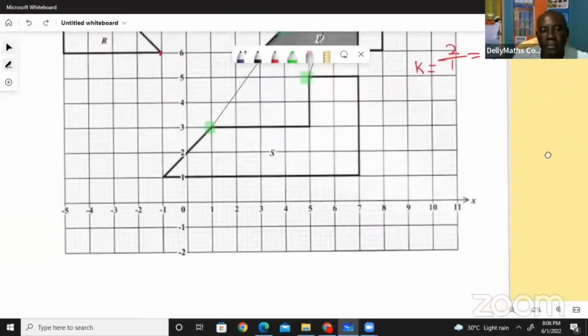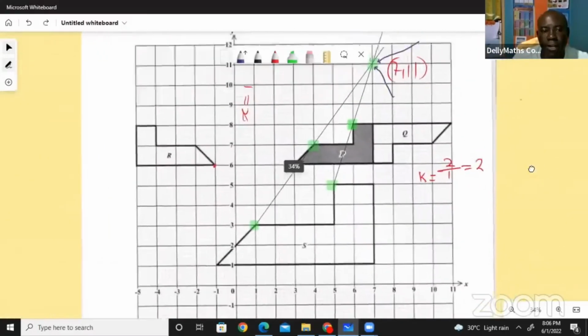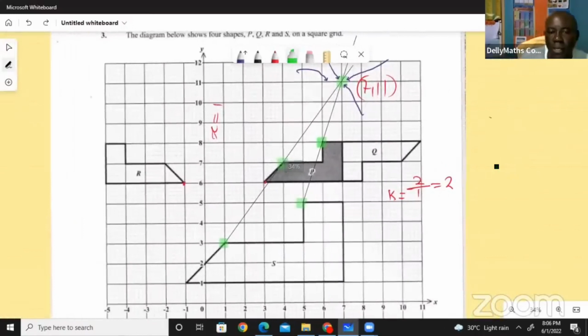Remember the movements. I'm just going to do a quick reminder of the movements. If you're moving to the right, this is a positive number. And if you're moving to the left, that's a negative number. If you're going up, that's a positive. And if you're going down, that's a negative.